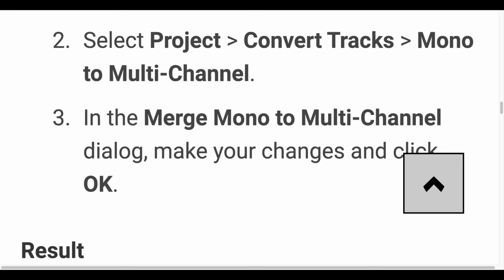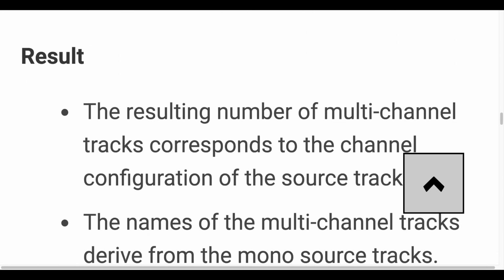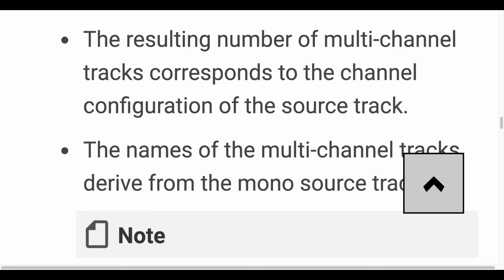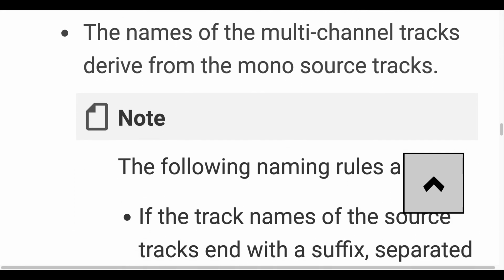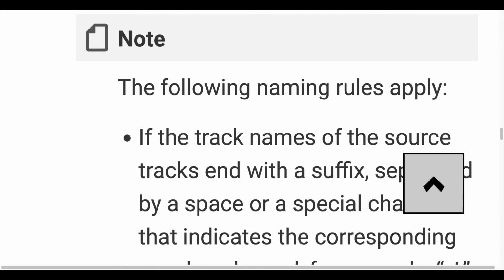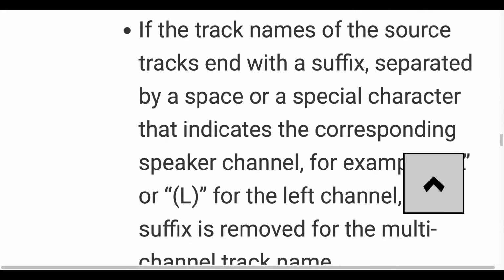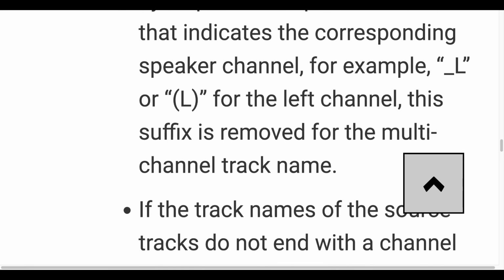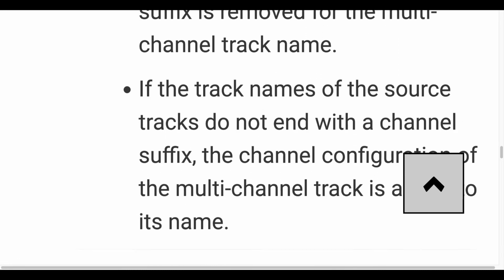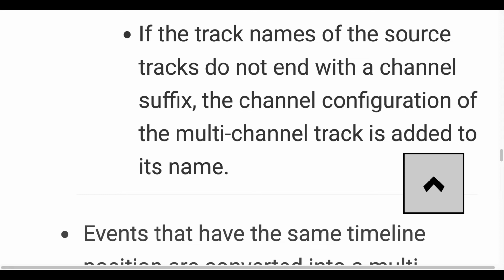Result. The resulting number of multi-channel tracks corresponds to the channel configuration of the source track. The names of the multi-channel tracks derive from the mono source tracks. Note. The following naming rules apply. If the track names of the source tracks end with a suffix separated by a space or a special character that indicates the corresponding speaker channel, for example, _L or .L for the left channel, this suffix is removed for the multi-channel track name. If the track names of the source tracks do not end with a channel suffix, the channel configuration of the multi-channel track is added to its name.